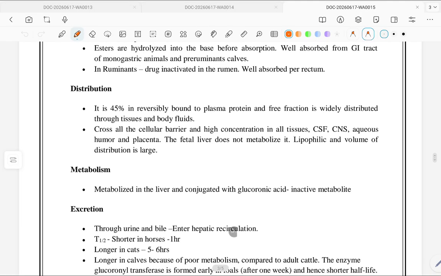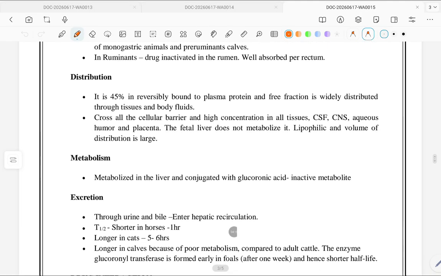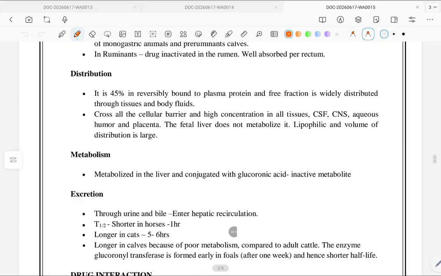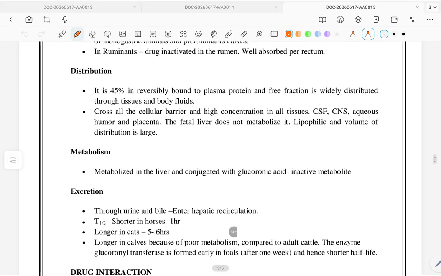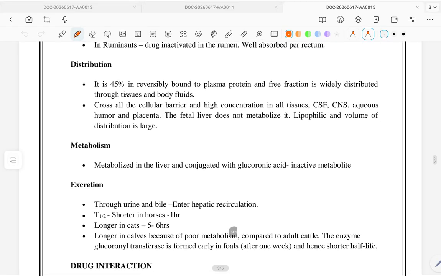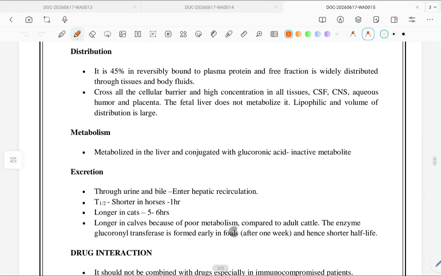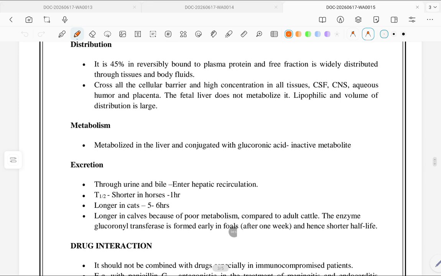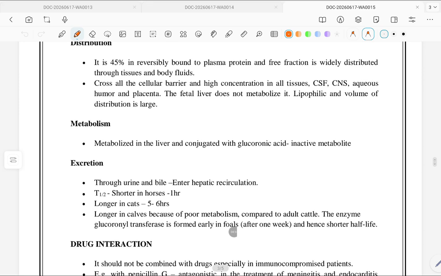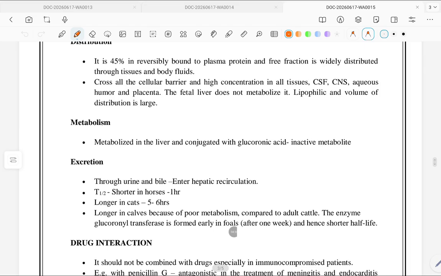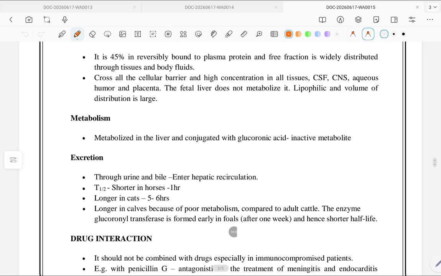Distribution. It is 45 percent reversibly bound to plasma protein, and the free fraction is widely distributed through tissue and body fluids. It crosses all cellular barriers, with high concentration in all tissues, CSF, CNS, aqueous humor and placenta. The fetal liver does not metabolize it. It is lipophilic and the volume of distribution is large.